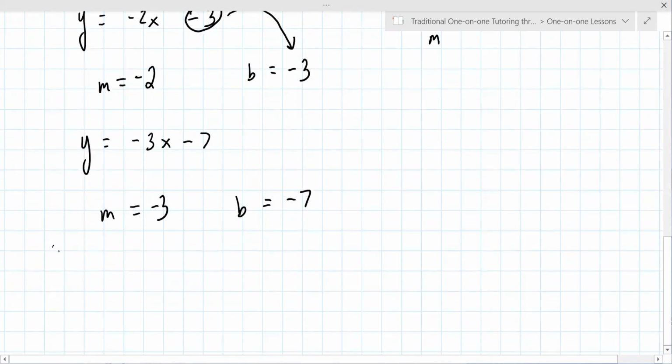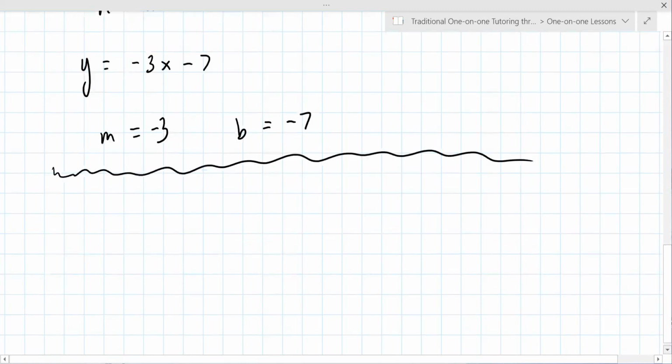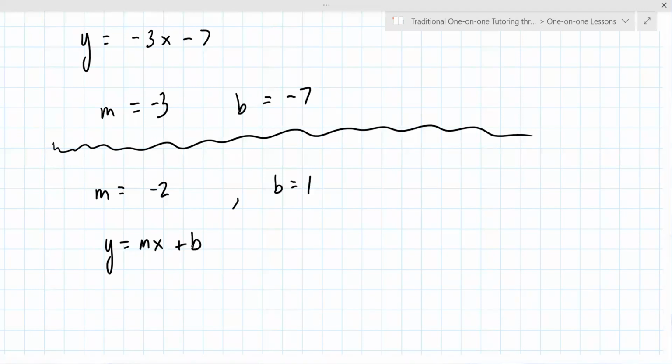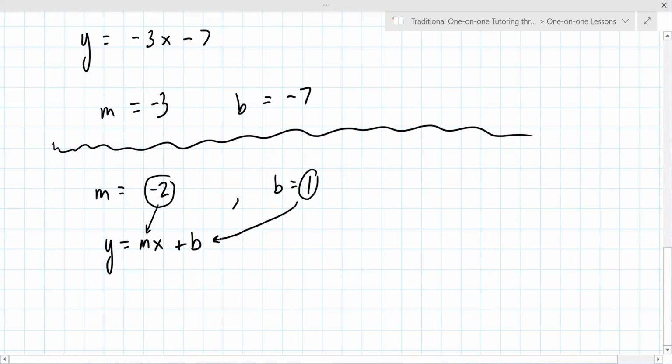All right. So now let's do it differently. I'm going to tell you the slope and I'm going to tell you the b value. And you have to put them into this equation. So you have to be able to take those values and put them into this equation. So this number goes in for m and this number goes in for b. So it would look something like this. Y equals minus 2x plus 1.